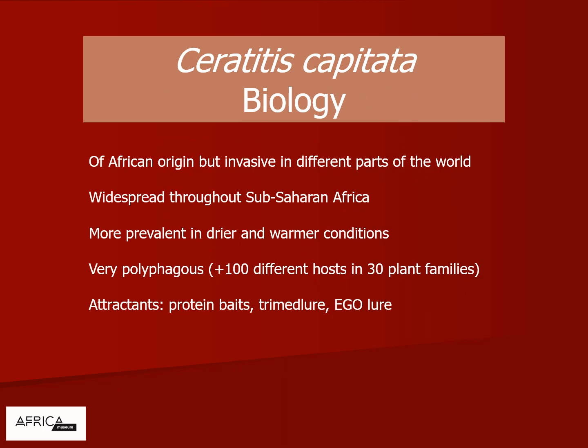In general, it is considered to be a species that thrives better in drier and warmer conditions. It is very polyphagous, with several hundreds of recorded host plants. For Africa, there are records from more than 100 different hosts, belonging to about 30 plant families. These include all major horticultural crops grown on the continent.